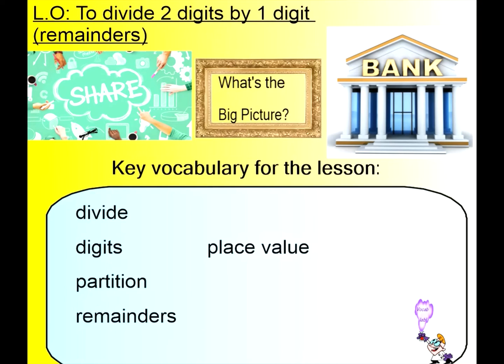A reminder of our key vocabulary for today. We are looking at dividing 2 digits by 1 digit with remainders today. And we'll be looking at partitioning. Please remember, the reason we're looking at partitioning for Monday's lesson and Tuesday's lesson is because we are going to work towards working this out mentally, and from Thursday, we will be learning this through the bus stop method.